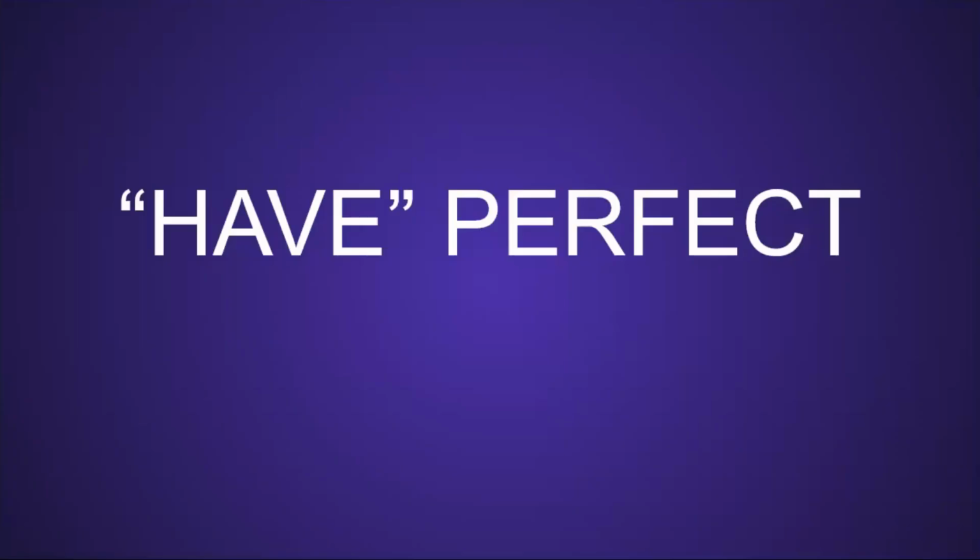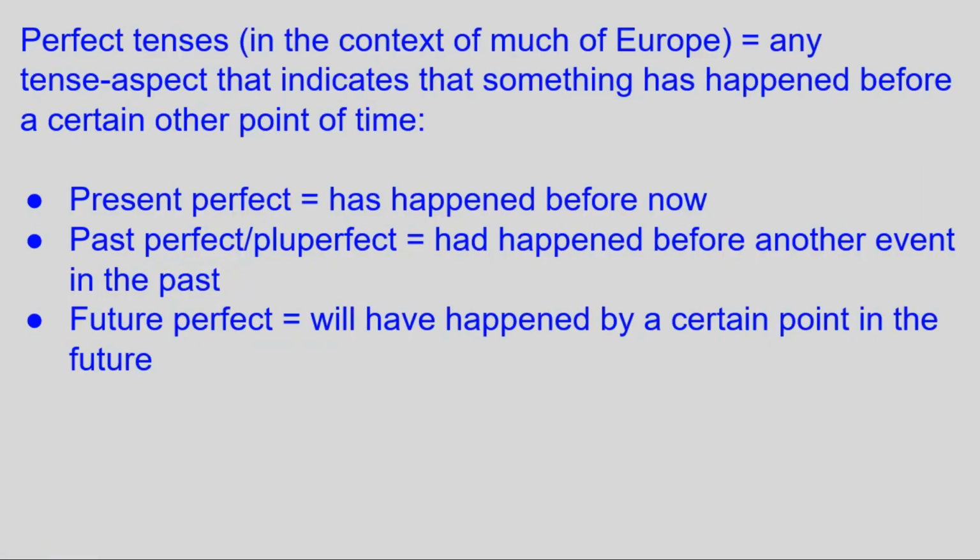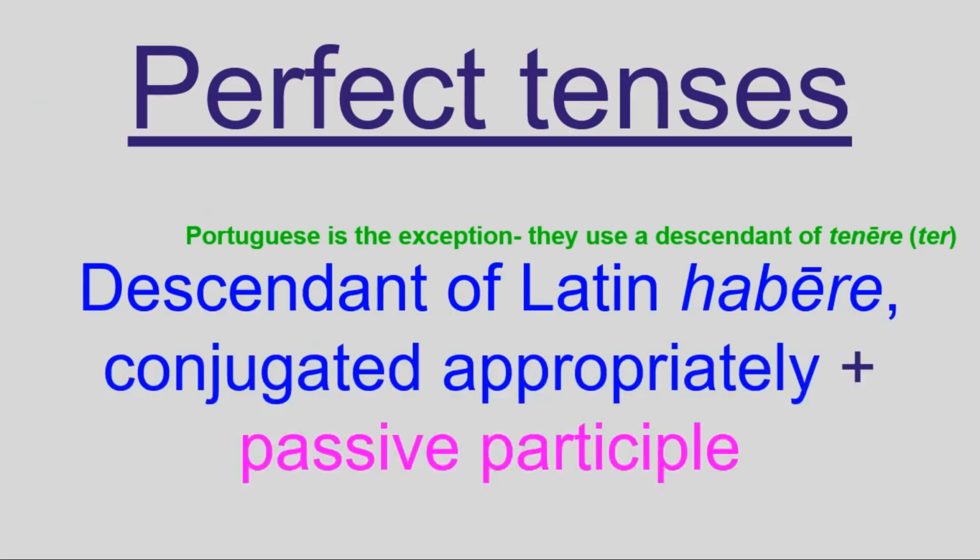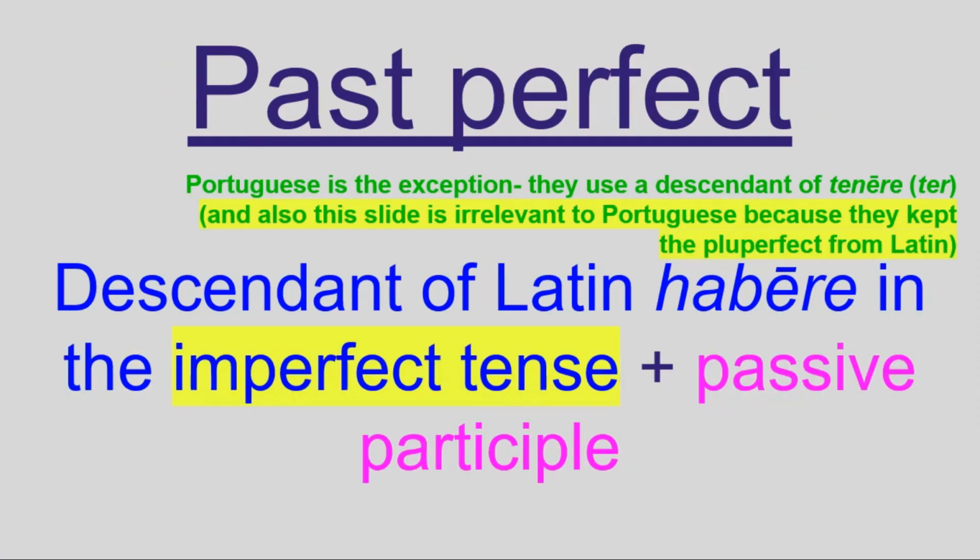introduce the have perfect. Basically, a lot of languages in Europe, including all Romance languages, developed a new way to express the perfect tenses. They use a conjugated form of the verb meaning have, normally descended from Latin habere, followed by the passive participle of the action verb. The have verb can be conjugated for any tense, so to indicate the pluperfect, a Romance language other than Portuguese would put that verb in the imperfect tense.